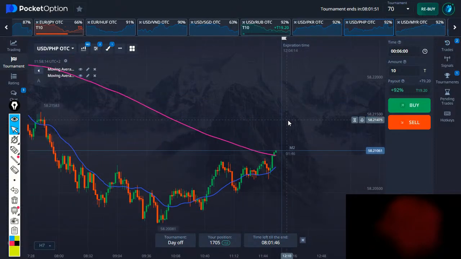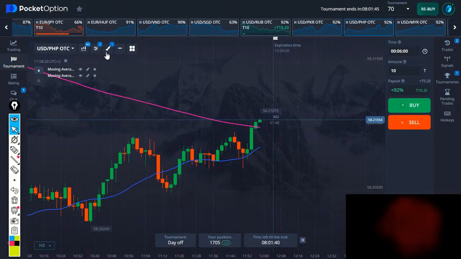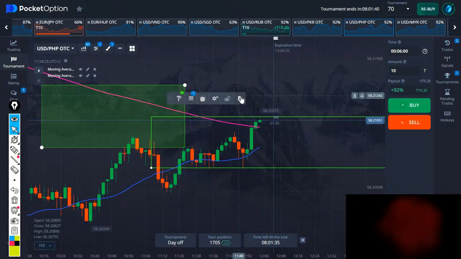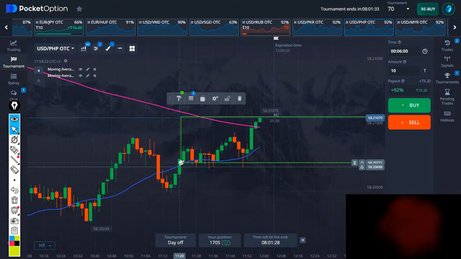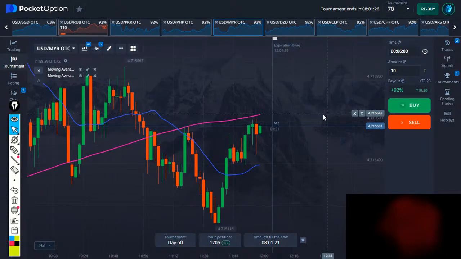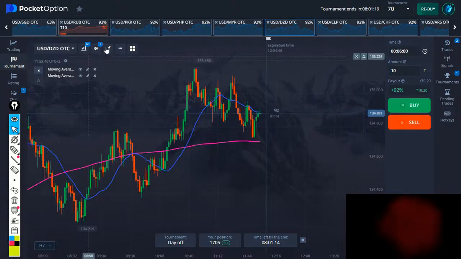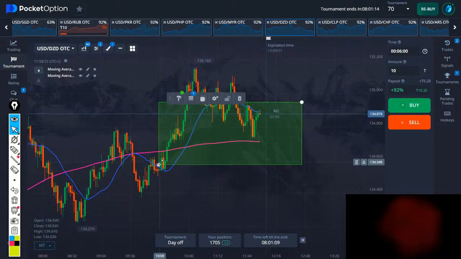Okay, this is beautiful, somewhat. I think it will reject and go back down. So let's mark the zone. Oh, we already have a zone. So let's wait for a pullback. This is also beautiful. Let's mark it. Rectangle: your swing high and swing low. It should include all the moving averages.